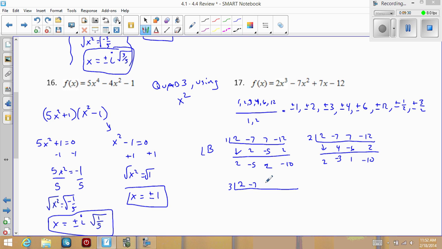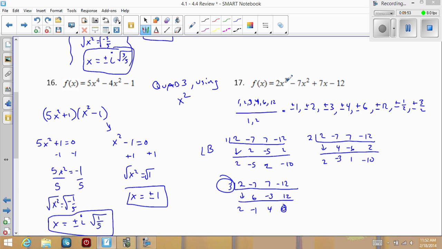2, negative 7, 7, and negative 12. I get 2, 6, negative 1, negative 3, 4, 12, and that's a negative 12 up there. So I get 0 down here. Okay, so that was a 0.